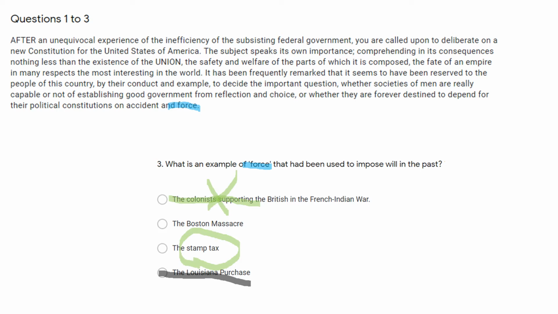The answer is the Boston Massacre. The British had used force to try and make the people obey their tax laws, and they had shot some of the Bostonians that were protesting against the British.